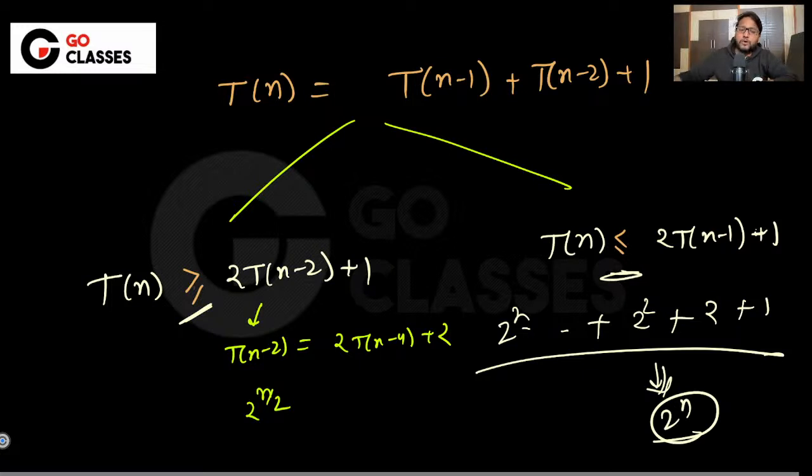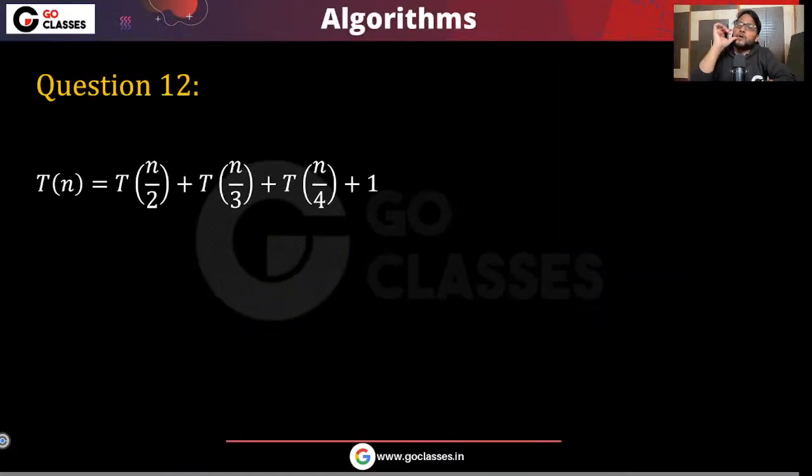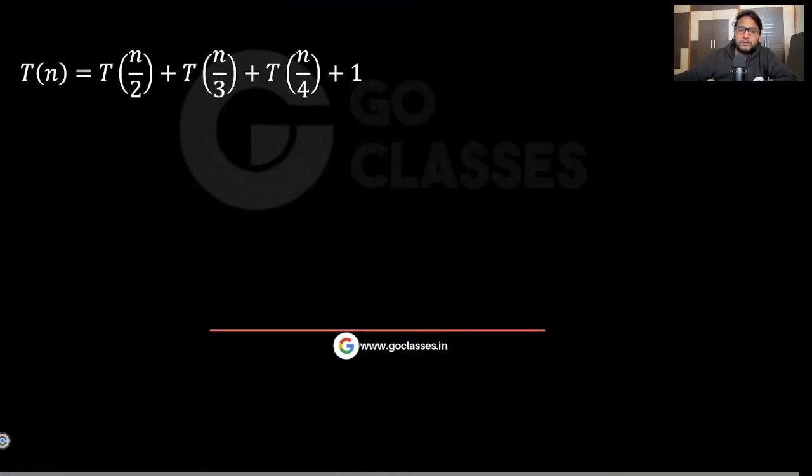Okay, so I hope you understood, right? Great. Now, can you solve this using a tree method? Maybe you can quickly solve. You can solve this as homework. Now let me just give you a hint on how you can solve this, and then you can solve this as homework.